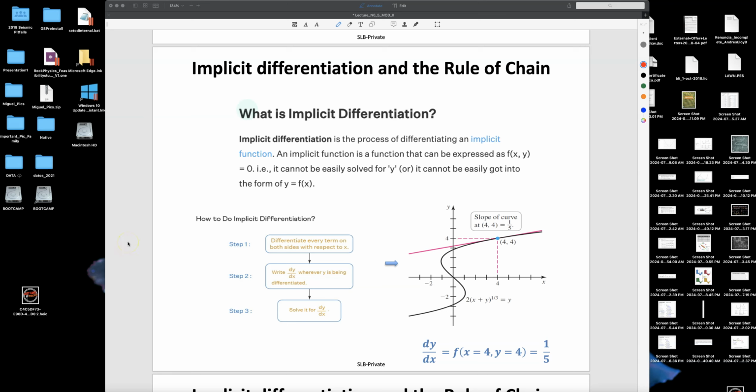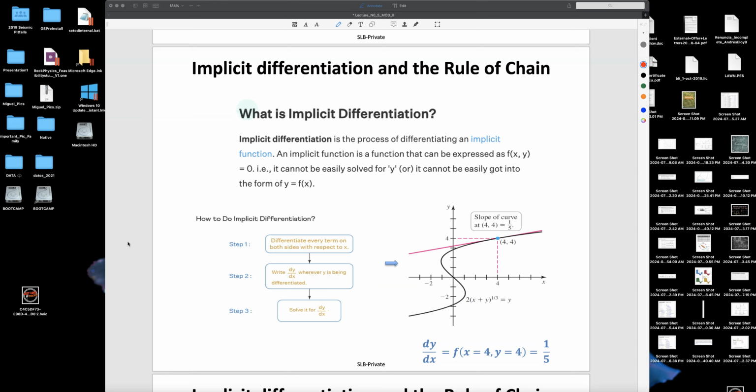Okay, so in this video, I'm going to comment about section 3.8, and that is implicit differentiation. What is implicit differentiation? Well, implicit differentiation is the process of computing the derivative of an implicit function. Then you want to ask, okay, what is an implicit function?